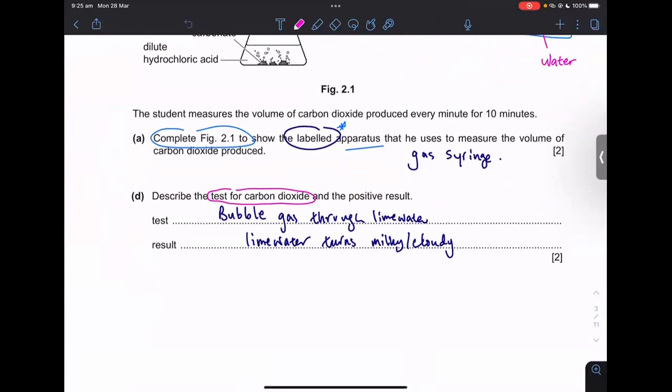But I've already stated the 3 gases that you need to test for. These are from the rate topic. The test for gases: you have oxygen, you have hydrogen, you have CO2. Bubble the gas through lime water. We use this term called lime water. It's actually calcium hydroxide.